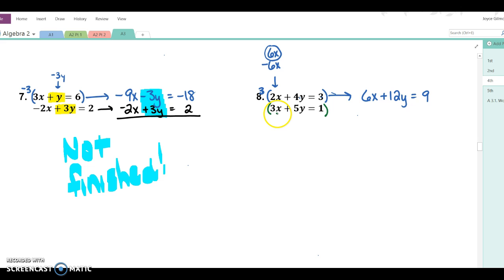On the bottom, we want this 3x to turn into negative 6x. What do we multiply by to make it turn into negative 6x? Negative 2. Negative 2 times 3x is negative 6x. Negative 2 times 5y, negative 10y. Negative 2 times 1, negative 2.